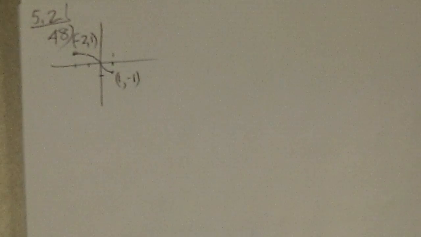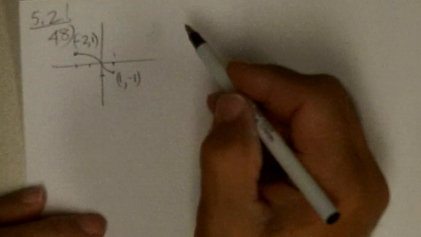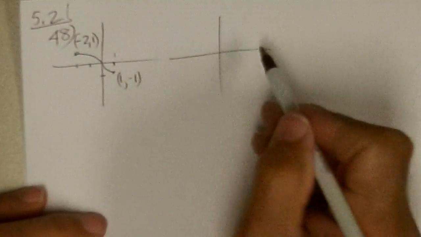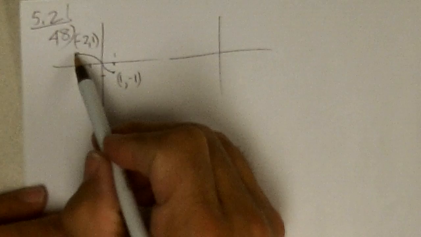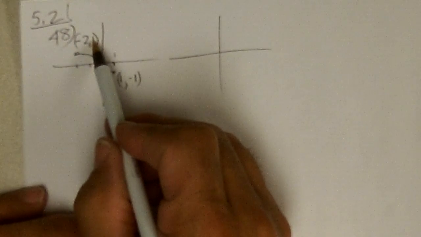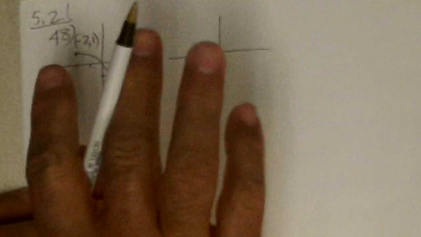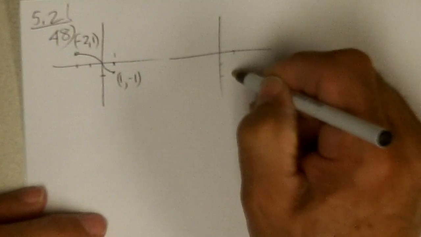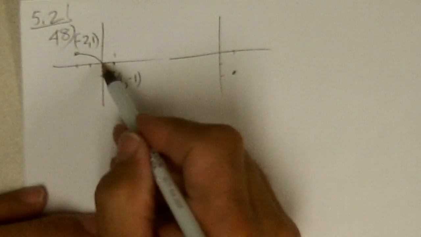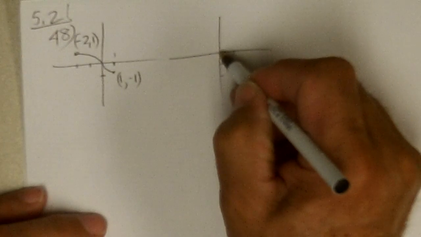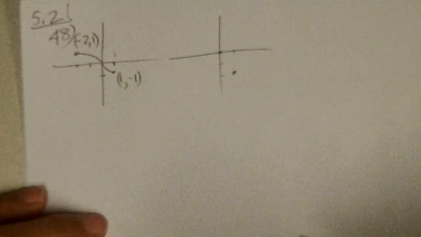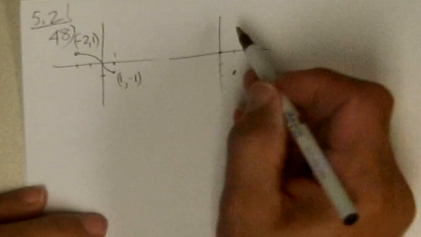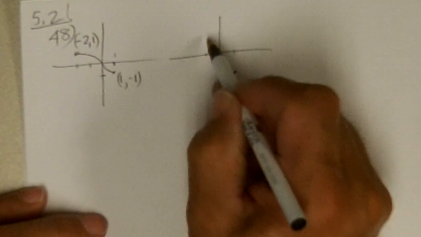Okay, 5.2. Number 48 says draw the inverse. I could do it on the same graph, but I'll draw it on a different graph. So (-2, 1), the inverse switches them, so it'd be (1, -2). And then it goes through (0, 0), so switch (0, 0), we get (0, 0). And then switch these, (1, -1) would be (-1, 1).